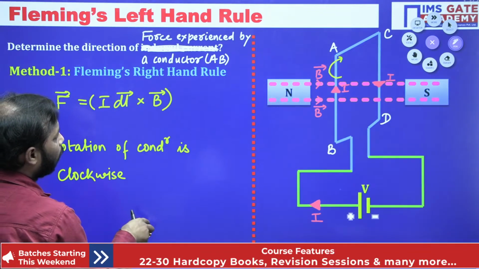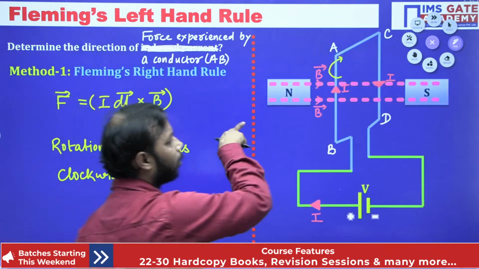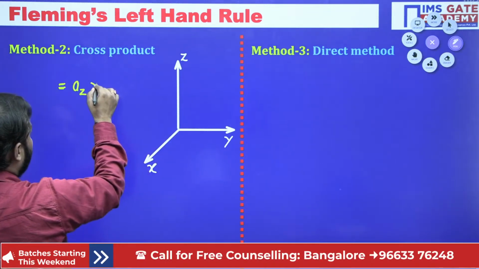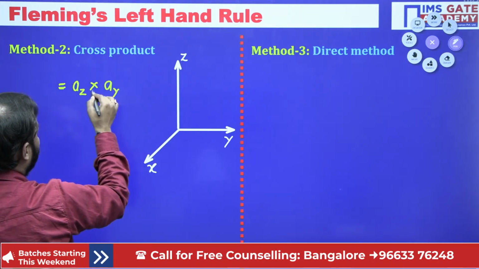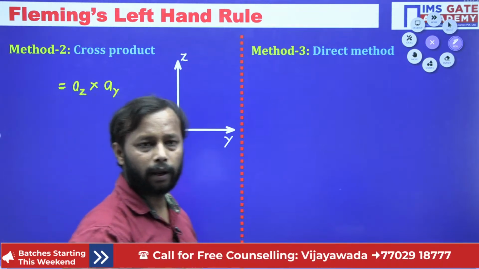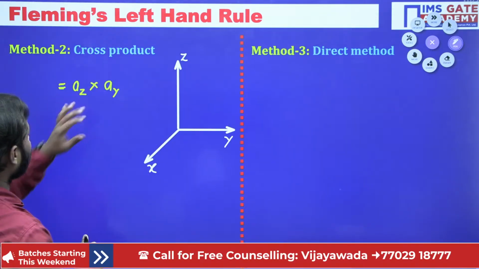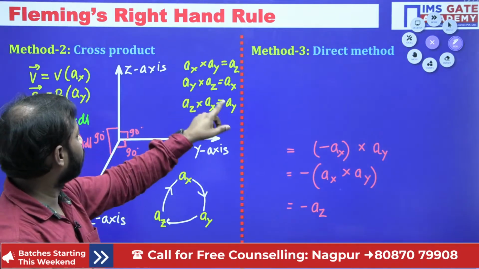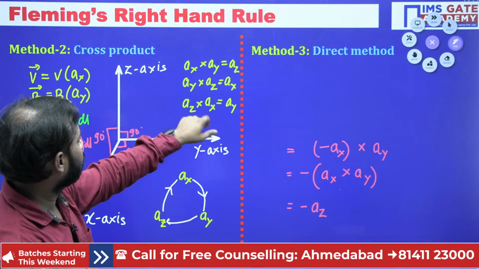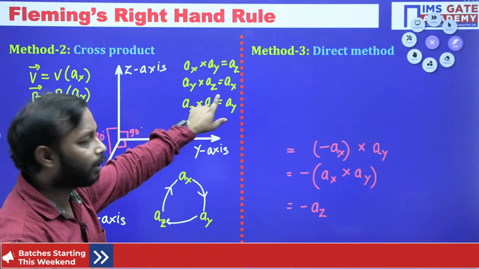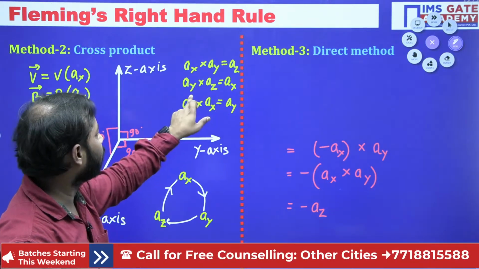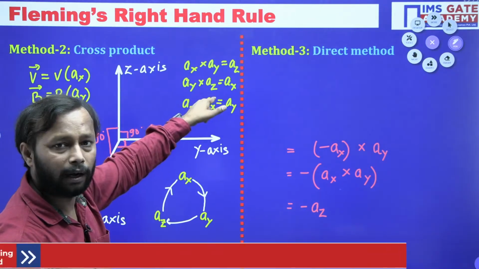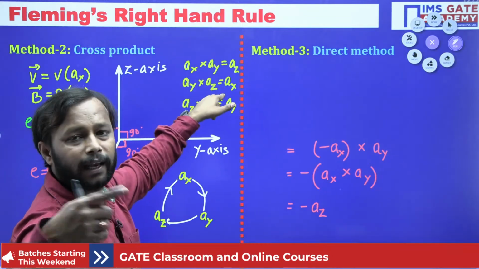This B is the magnetic field, which is in this direction, and it is given by the y axis. So, AZ into AY. See, if AY into AZ is AX, and if you interchange, this means that it will give the minus AX direction, isn't it?